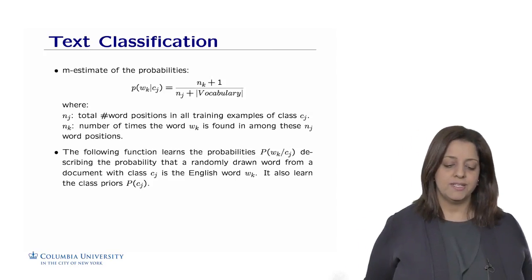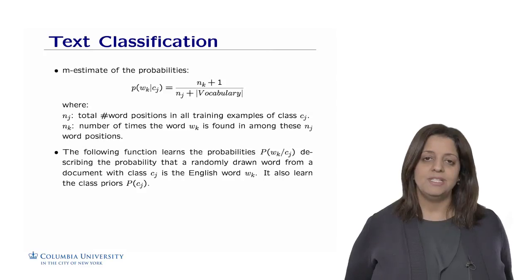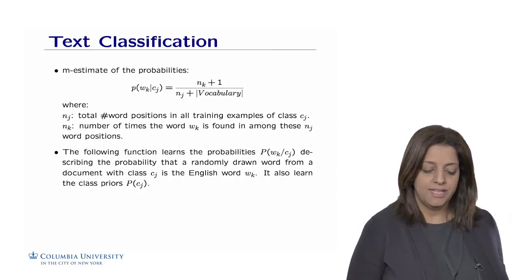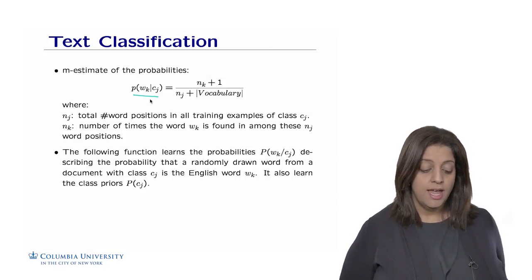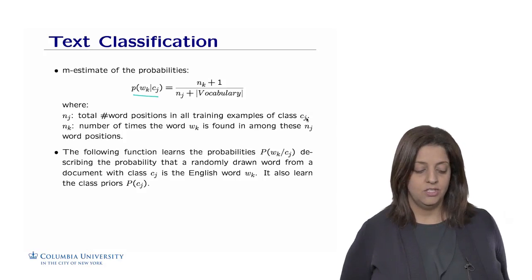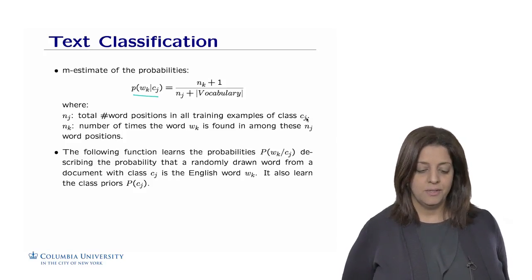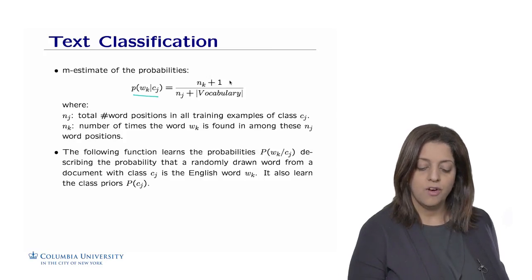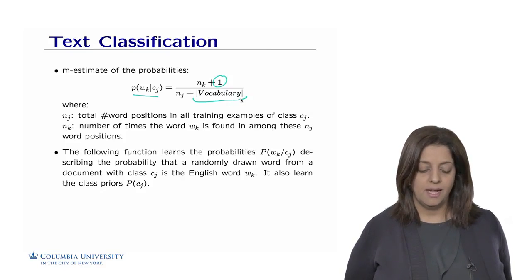So here again, because of the risk that the probability of a word given some class is 0, we're going to use the m-estimate of the probabilities. The probability of a word wk given cj is estimated by this formula here, in which nj represents the total number of word positions in all training examples of the class cj, and nk is the number of times the word wk is found among those nj word positions. Okay, so I'm going just in this case to use this formulation in which we add 1 to nk, and we simply add the size of the vocabulary, or the number of words in the documents, to nj.